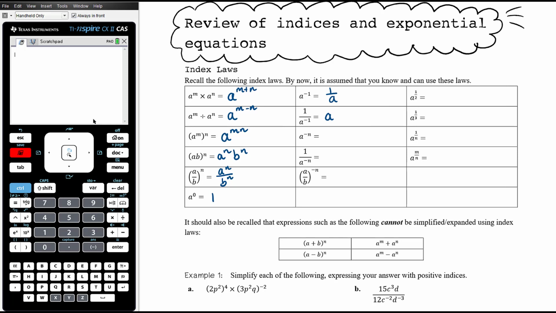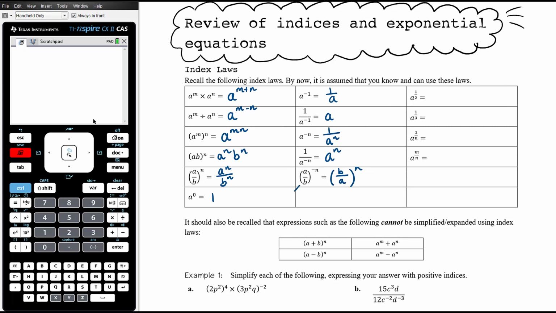So generalising that a bit further then, a to the negative n is 1 over a to the n. 1 divided by a to the negative n, the a to the n goes to the top, so that is a to the n. A fraction to the power of negative n, we can take the reciprocal of that base, so that is b over a to the power of positive n.